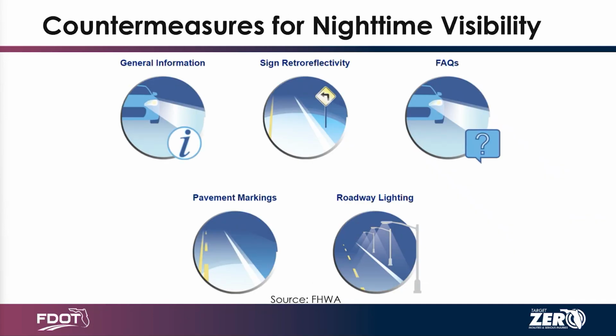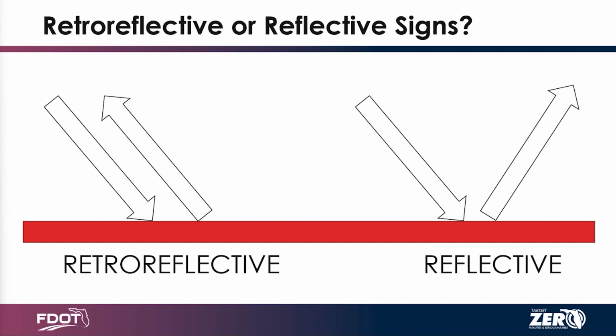And then, of course, there are countermeasures for nighttime visibility and lane departure crashes, as I shared from the Florida statistics. A big percentage of crashes happen during nighttime, especially at nighttime in unlit conditions. So things you can improve here are sign retroreflectivity, pavement markings, and roadway lighting. Retroreflective signs really help illuminate the signs better, bringing the light from the headlights of the vehicle back to the driver to increase visibility.